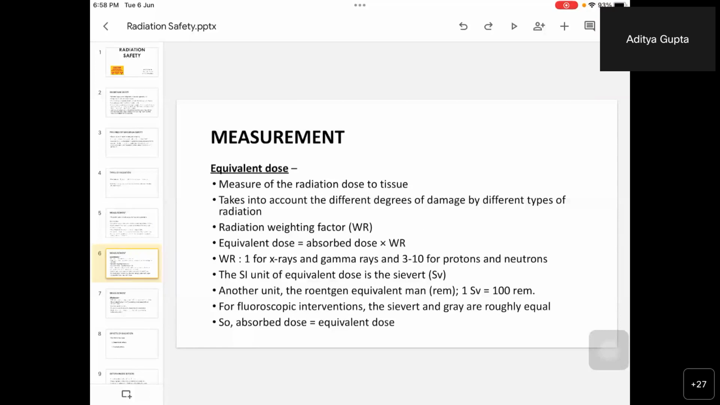The radiation weighting factor for X-rays and gamma rays is equal to 1, and for protons and neutrons, it is equal to 3 to 10. The SI unit of equivalent dose is the sievert. The earlier used unit was the Röntgen equivalent man, where 1 sievert is equal to 100 rem. As we are using X-rays for fluoroscopic interventions, and the weighting factor for X-ray is 1, the sievert and the gray unit are roughly equal. So the absorbed dose is equal to the equivalent dose.